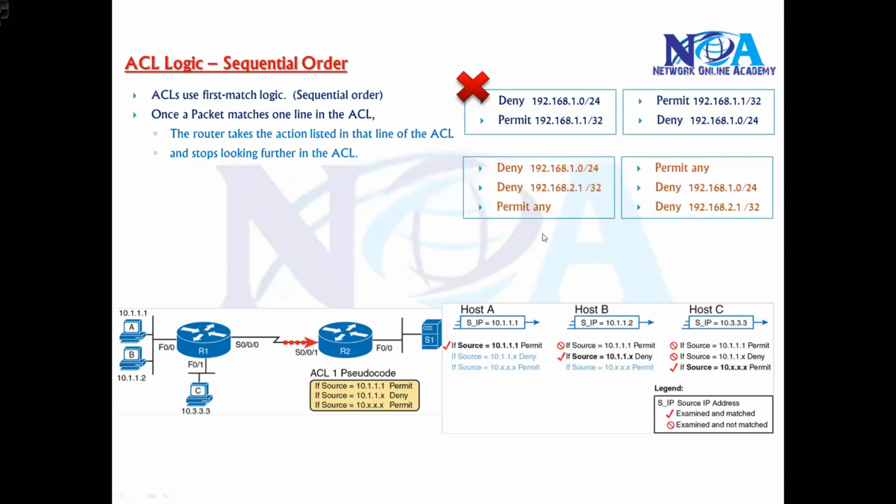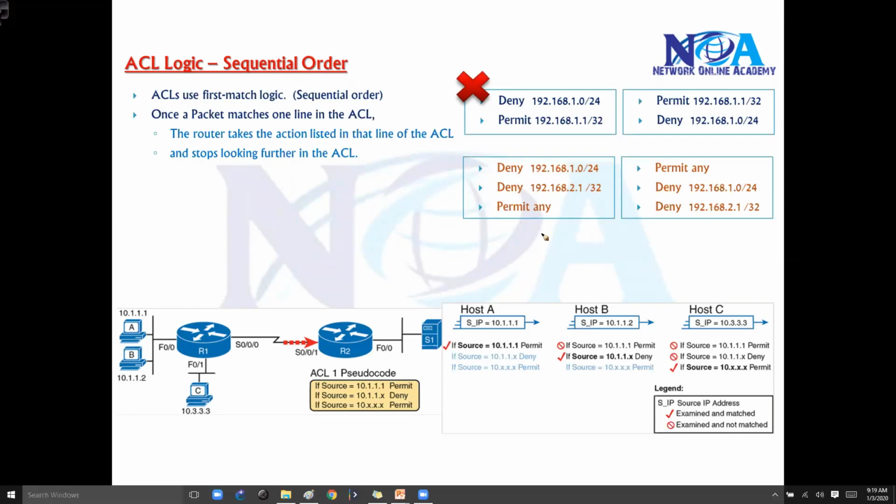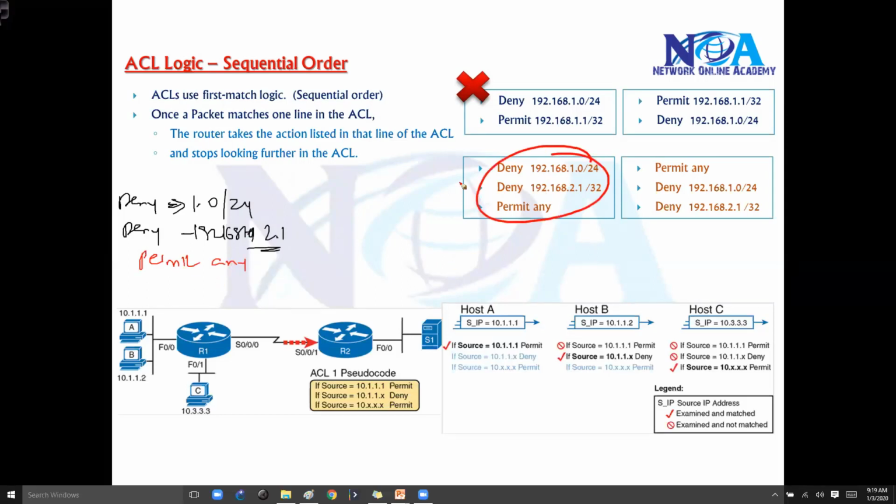Now in a similar way, if you take another example here, let's say out of these two statements, which one is correct? One is wrong. So this one is wrong, because if I say permit any in the beginning, now what happens? My requirement is I want to deny the 192.168.1 network, and I want to deny 192.168.2.1, and the rest of the networks I want to permit. I want to permit all the remaining networks. So again, this is the correct order: deny, deny, and then permit any.